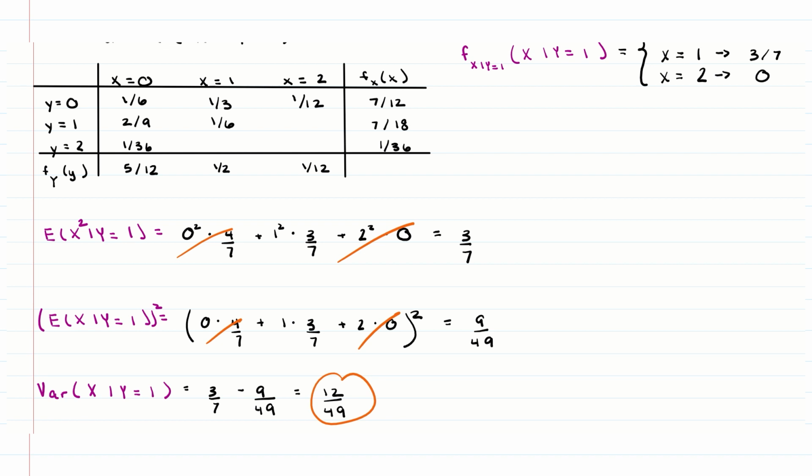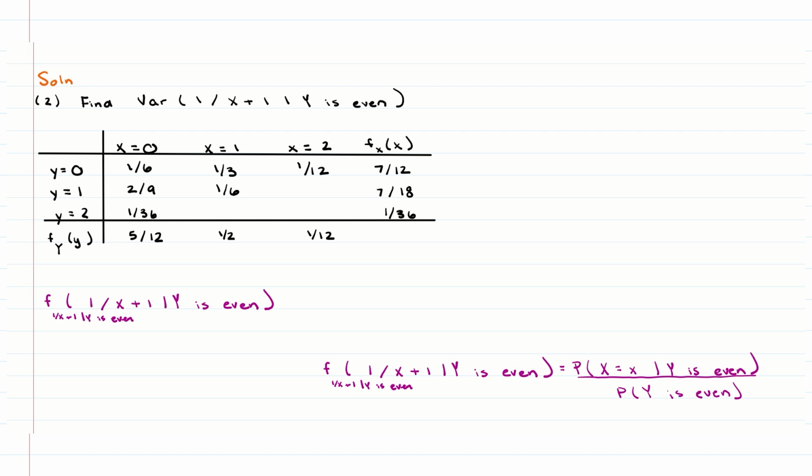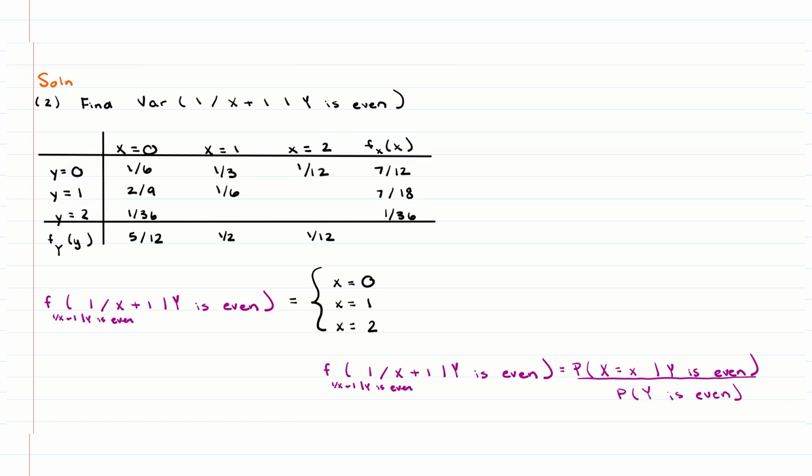All right, now let's move on to our second example. We're asked to find the variance of 1 over x plus 1 given y is even, and of course the first thing that we'll do is find our conditional PMF. And here y is set at an even number, so we're looking at when y equals 0 and y equals 2, and x is varying, so we have x equals 0, x equals 1, and x equals 2.